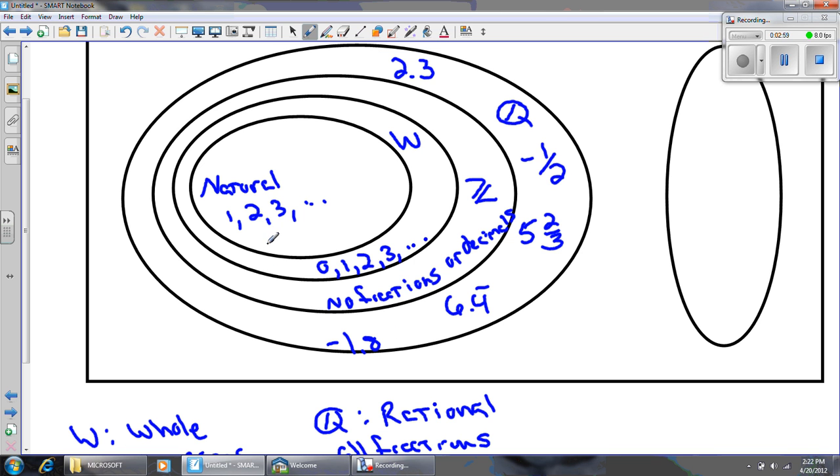1 is rational, because if I put a little smiley face inside the natural circle, is that smiley face inside the whole circle? Sure it is. The whole circle goes around it. It's also inside the integer circle, and it's inside the rational circle.